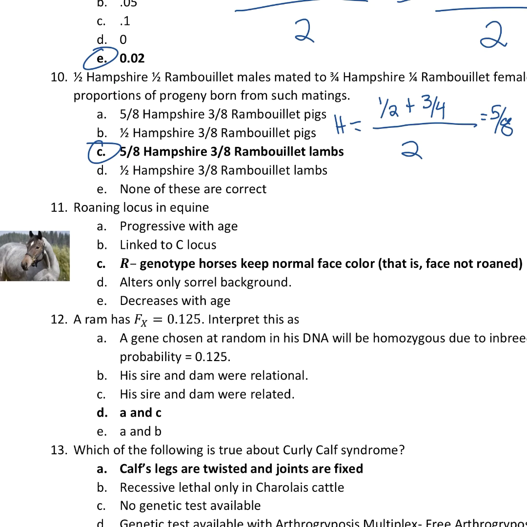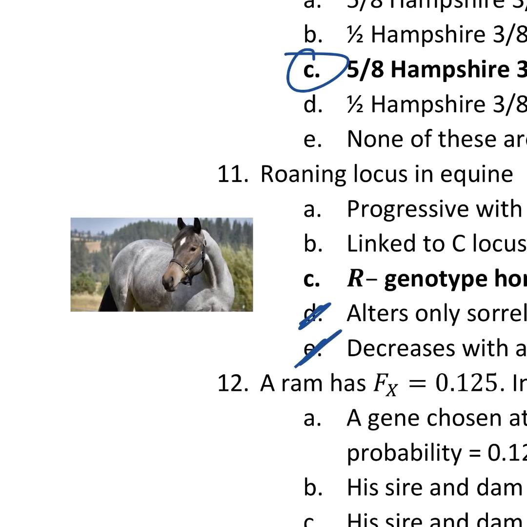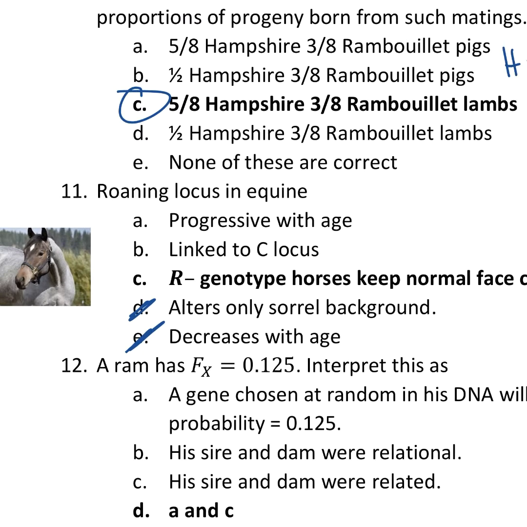Moving on to number 11, the roaning locus in equine. So we're looking for the correct answer. We know that it doesn't decrease with age. We know that it does alter all types of backgrounds, as you can see in this one. This is a bay roan. It is not just a sorrel roan. It is not linked to the C locus. It's linked to the extension locus.